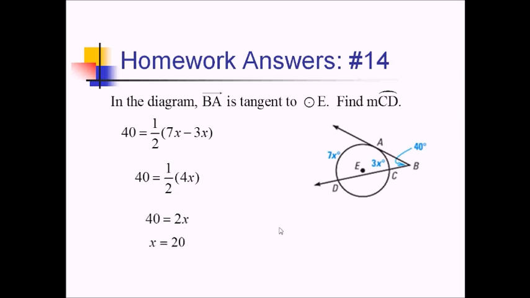But we're not done yet. We still need to find this arc out here. So what arcs do we already know? Well, we know that we've got 3 times 20, which is 60 over here. We've got 7 times 20, which is 140 over here. So if we do 360 minus this 140, and the sum of that and this 60, we'll end up with our answer. This is really 360 minus 200, which comes out to 160.